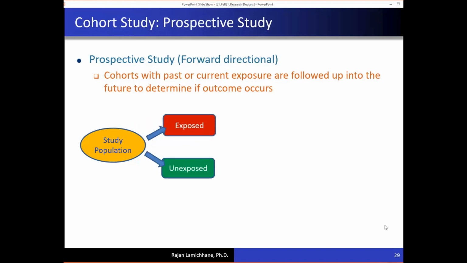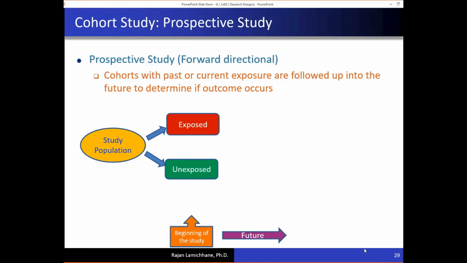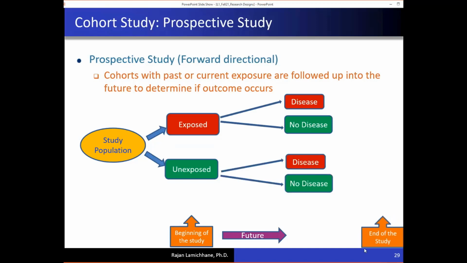So you have a study population, and here our study starts. You have two groups, exposed and unexposed groups. Then we follow them for some time, and then for both groups we identify the disease cases and no-disease cases, and that's the end of the study. We are following these two cohorts and finding the disease outcomes at the end phase. This is called the prospective study.